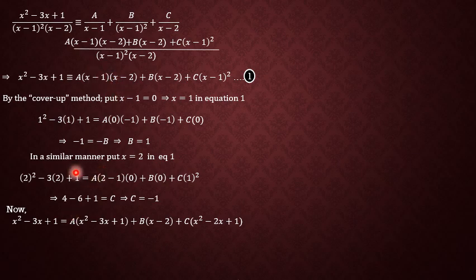Now if I expand them, I'll have x times x is x squared, right? Then I have x times negative 2, I have negative 2x, and then x times negative 1, I have negative x. Negative 2x minus x is negative 3x.